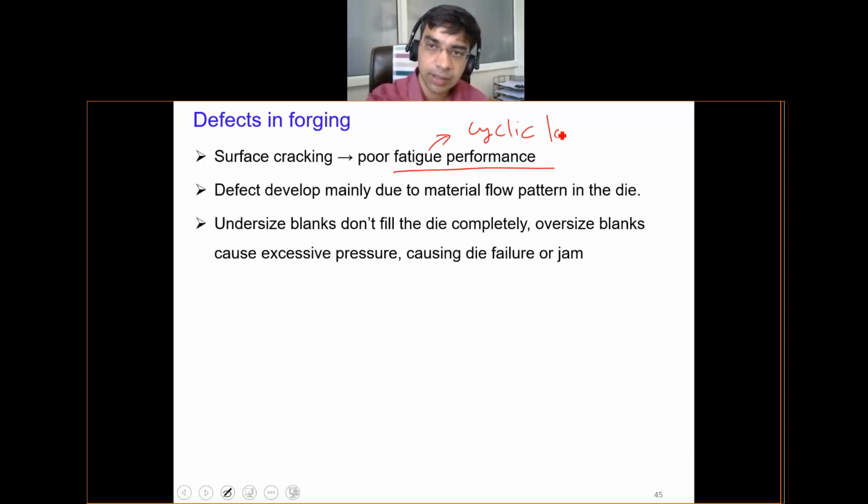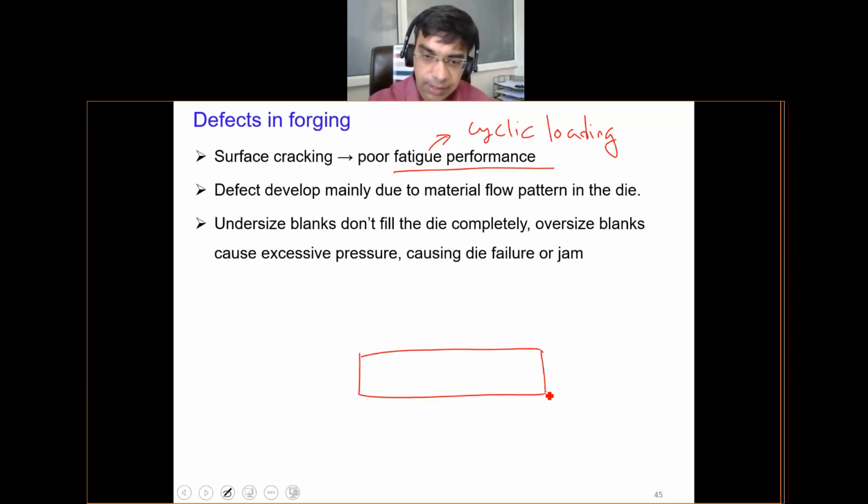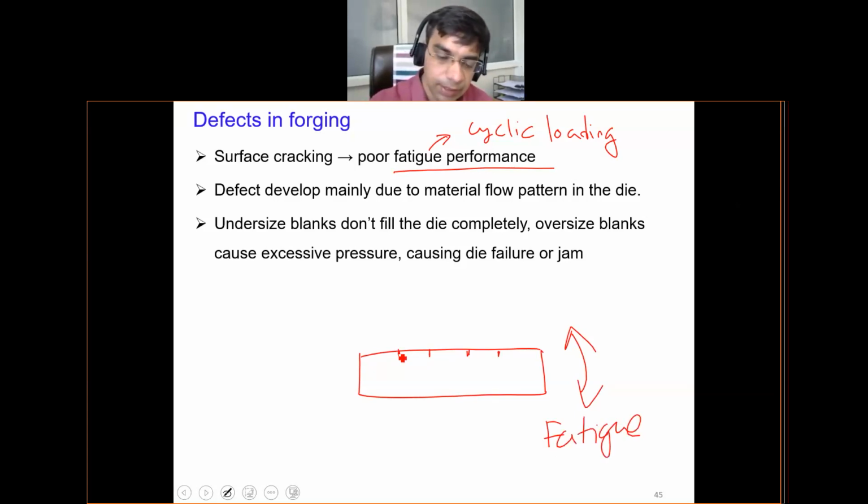Under cyclic loading, when you have alternate compressive and tensile stresses, this is known as fatigue loading. The performance of the part is very poor, because consider this as a forged part, and if you have these surface cracks, under the influence of this fatigue load, these cracks are already there, so they become an initiation site, and they start to propagate.